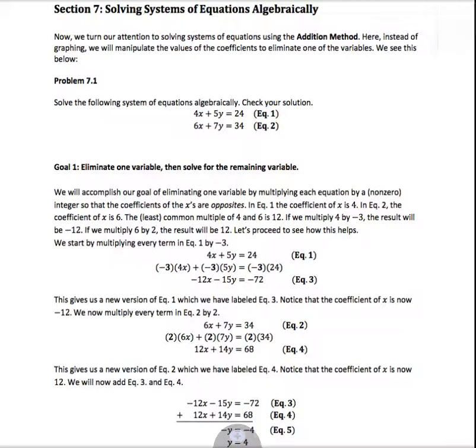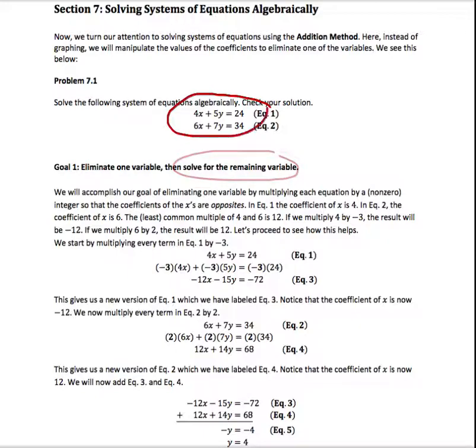In this section, we will solve systems of equations algebraically. We will use the addition method. It's also called the elimination method. In this method, our goal is to eliminate one variable and then solve for the remaining variable. We will do that by matching the coefficients of either x or y in both equations.